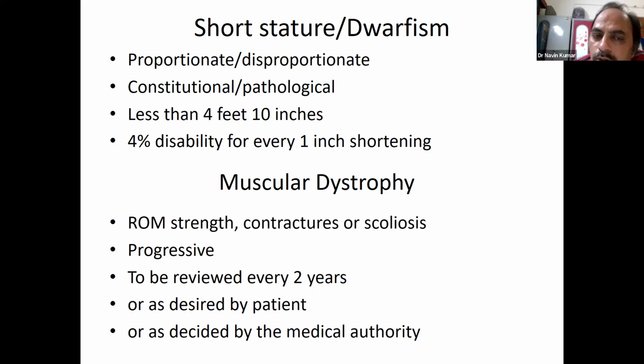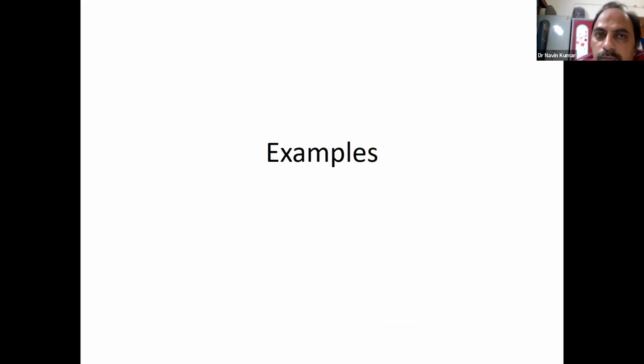Then muscular dystrophy: same formula, same thing we have to use: range of motion, strength, contractures or scoliosis. And since it is progressive, it has to be reviewed every 2 years, or as desired by the patient, or as decided by the medical authority.